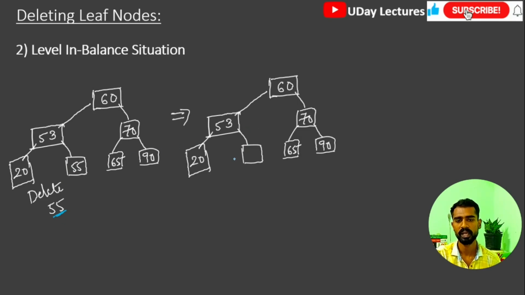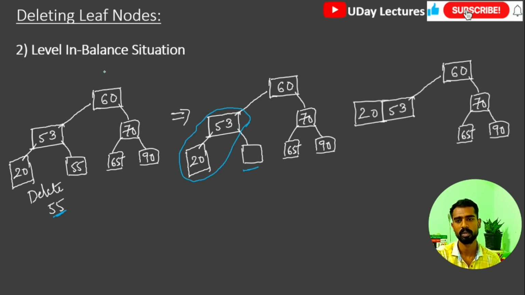Now we don't have extra keys in the left sibling, and we do not have any right sibling for this particular node. So in this case, first we have to merge this, which is what we discussed in the previous case. But after we merge this, we have a problem called the level imbalance situation. And we already know that in a B tree, the important property is that all leaf nodes must be in the same level.